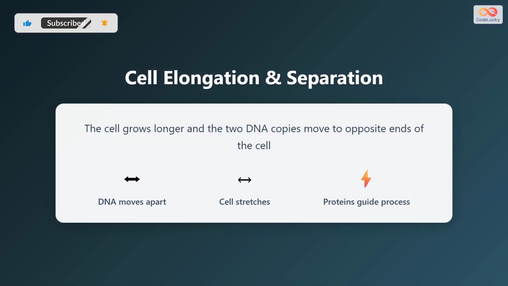After DNA replication, the cell begins to grow longer through a process called elongation. As the cell stretches, the two copies of DNA move to opposite ends of the cell. This movement is guided by special proteins that act like molecular motors, ensuring each DNA copy reaches the correct location. This separation is crucial because it guarantees that each new cell will receive exactly one complete set of genetic information.